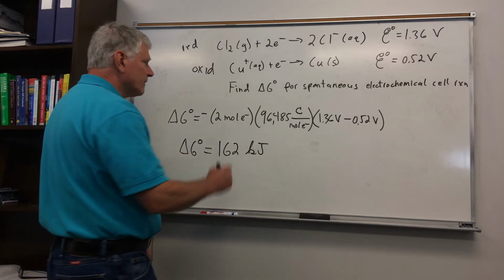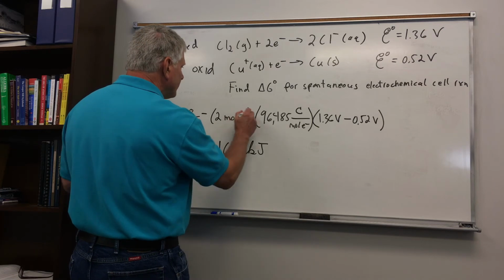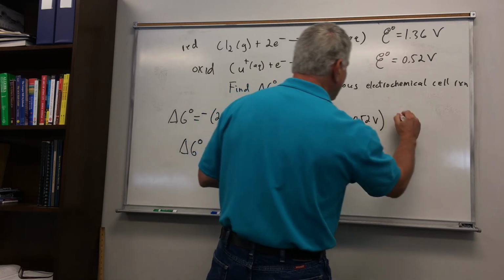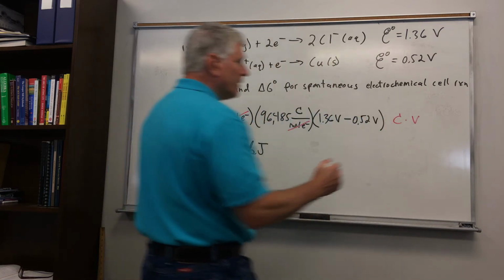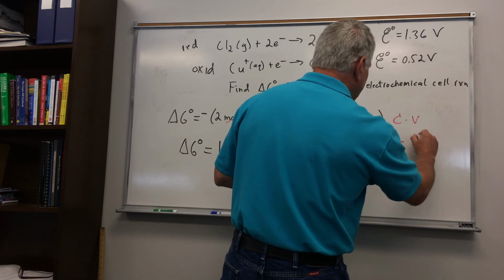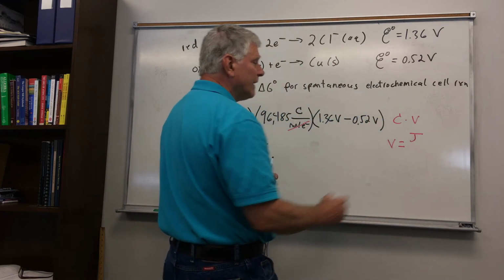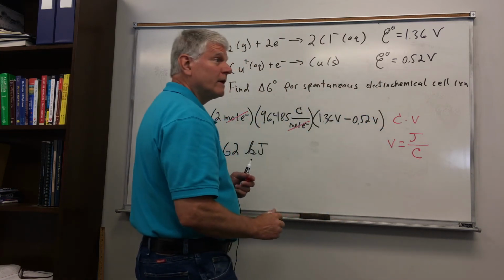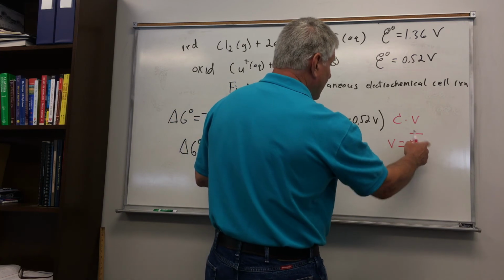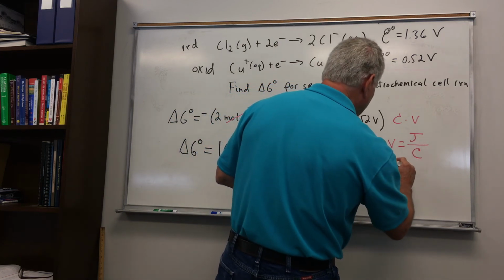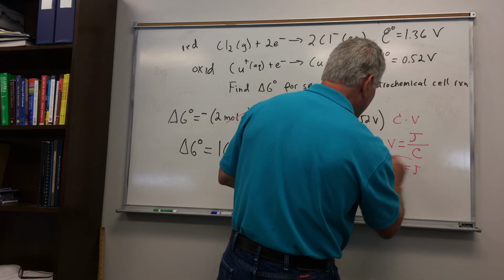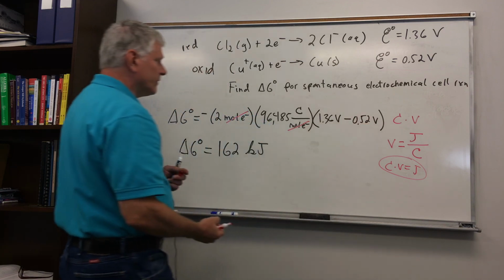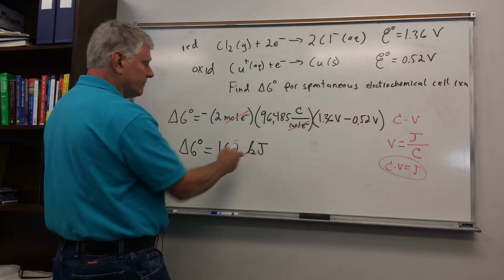Now remember, let's look at the units. So moles of electrons will cancel, and I'll have units of coulombs times volts. But remember, a volt is defined as being 1 joule of energy for a coulomb of charge. So if I have coulombs times volts, that's equal to a joule. So coulombs times volts is equal to a joule, and so I've converted it to kilojoules for convenience.